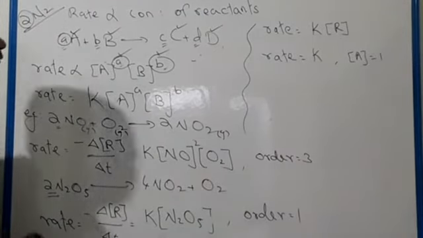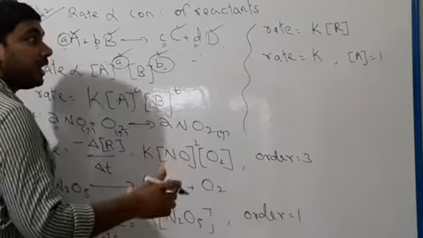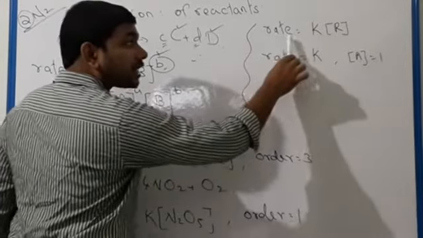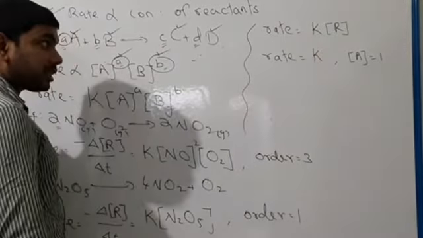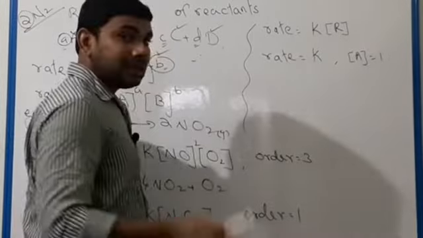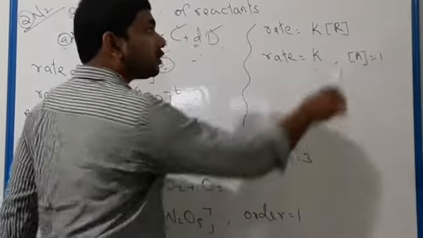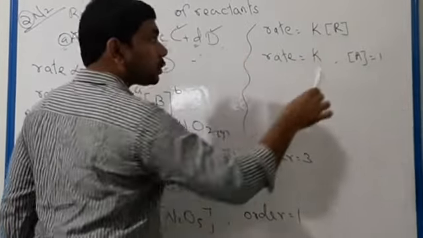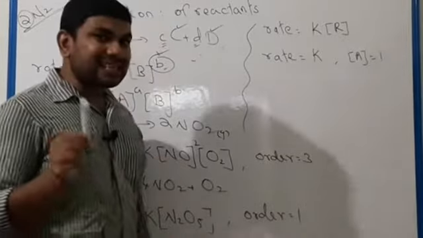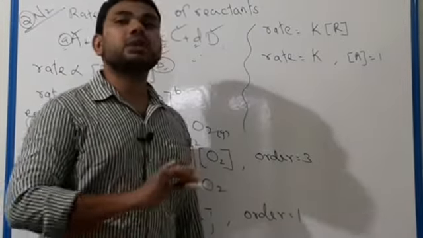And look here, according to the rate law expression, rate of reaction is directly proportional to concentration of reactant, or we can say rate of reaction equals k times concentration of reactant. Imagine if the concentration of reactant is unity, if it is 1, then rate of reaction will be equal to k. So the rate constant k is equal to the rate of reaction when the concentration of reactant is unity. Clear?